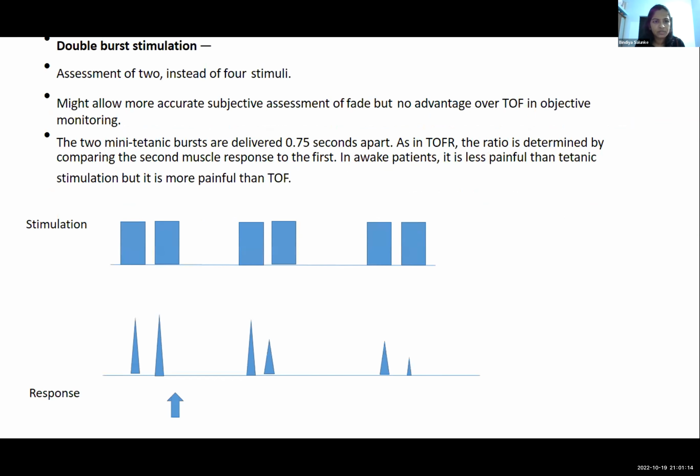Then comes the double burst stimulus, that is, assessment of 2 stimuli instead of 4 stimuli. It might allow more accurate subjective assessment of fade, but is not advantageous over TOF in objective monitoring. 2 mini tetanic bursts are delivered 0.75 seconds apart. As in the TOF ratio, the ratio is determined by comparing the second muscle response to the first. In an awake patient, it is less painful than tetanic, but more painful than a TOF.